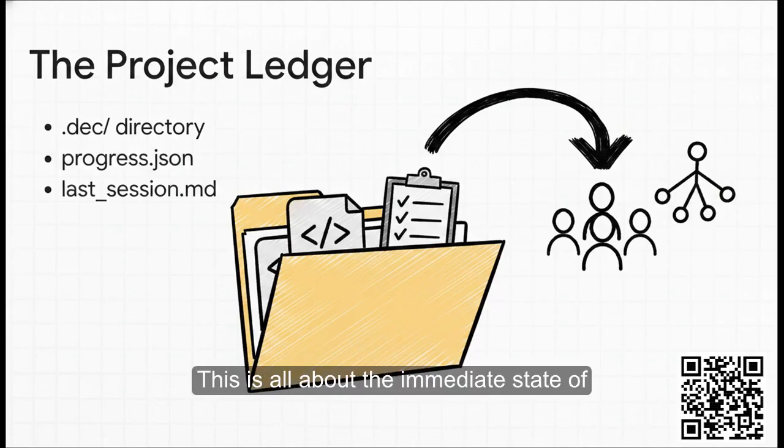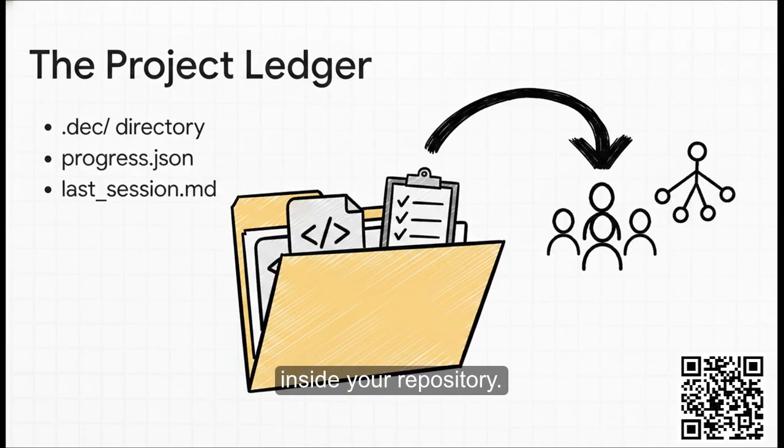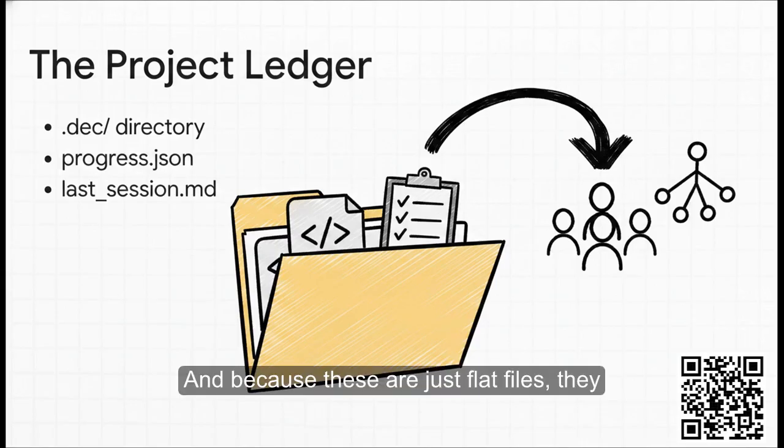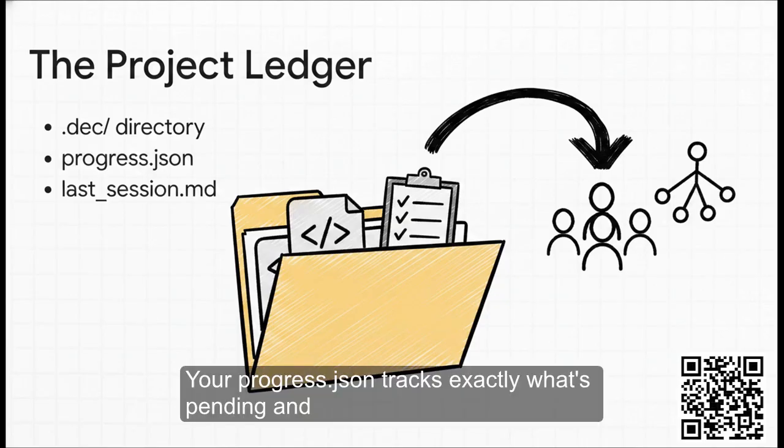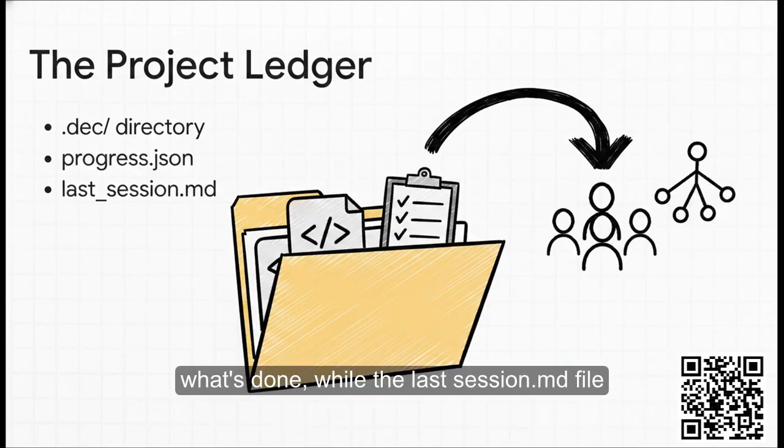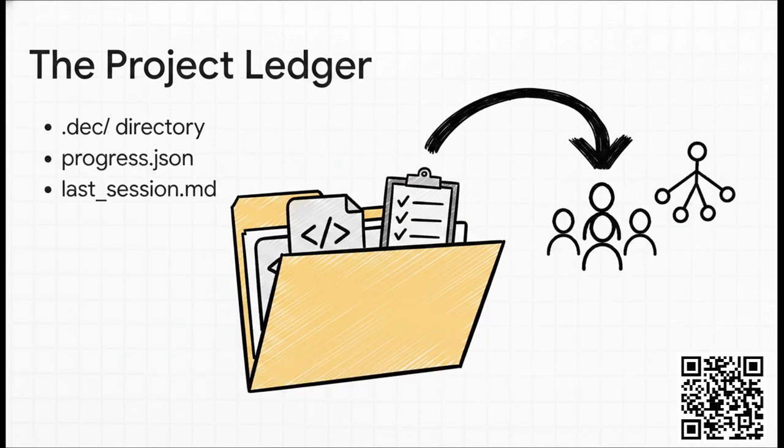Okay, let's move over to layer 2, the project ledger. This is all about the immediate state of whatever specific project you're working on. It lives in a hidden .dectl directory right inside your repository. And because these are just flat files, they travel seamlessly with your code and are shared with your entire team via Git. Your progress.json tracks exactly what's pending and what's done, while the last session.md file acts basically like a "previously on" summary for your project.